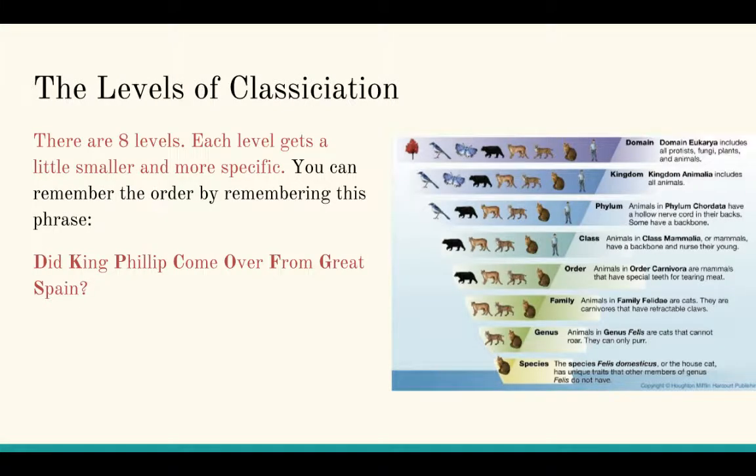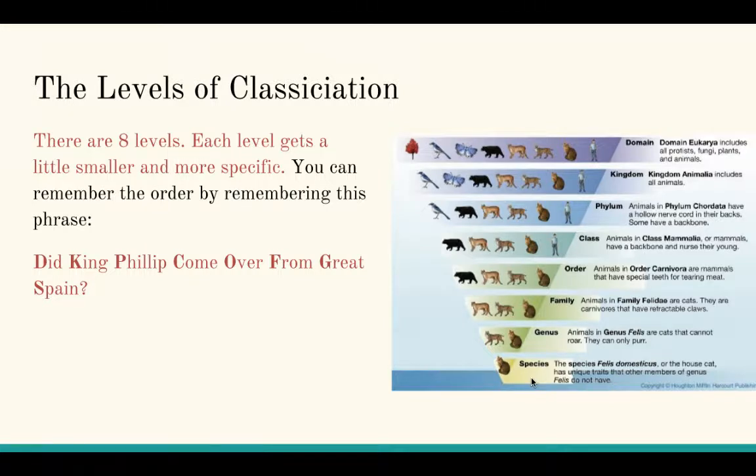There are 8 levels of classification. As you go down the list, each level gets a little more specific. So we have domain, which covers, there are 3 domains that cover all living things. And then as you go down from that, there's a certain kingdom for each of those domains, and phylum and class, order, family, genus, species, species being the very most specific.